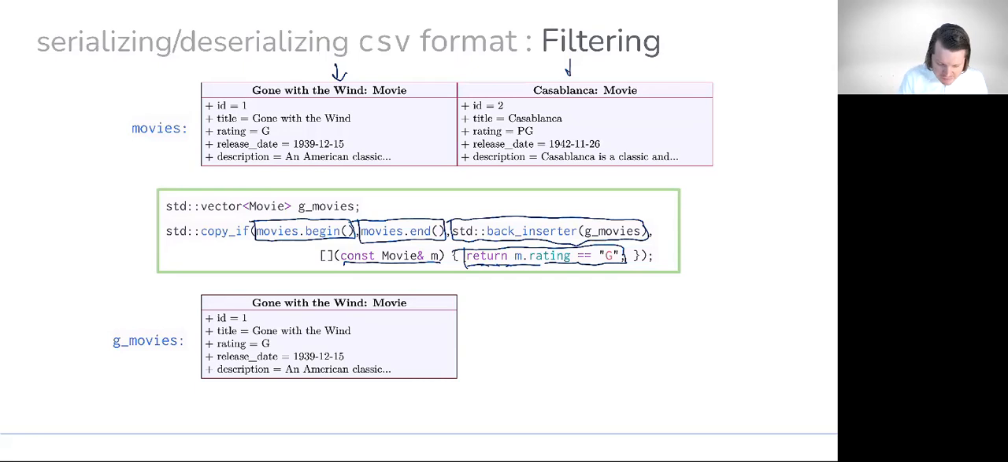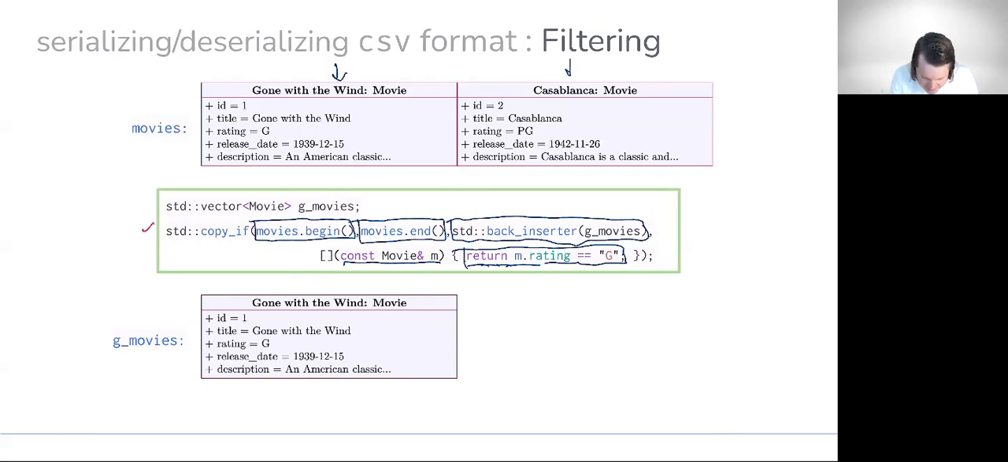So after I've executed this line, G movies would look as follows. It would be a vector of one movie object because only one movie within my collection has the rating of G, Gone with the Wind.